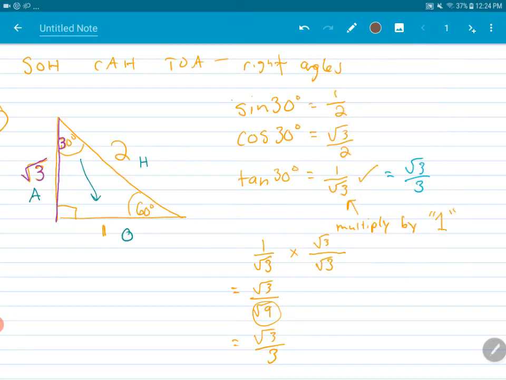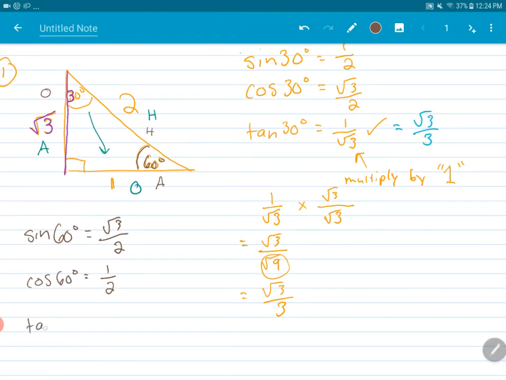We also want to have sine of 60, cos 60, and tan 60. So from here, we have to take it from our perspective of 60 degrees, and we have to relabel. So now our opposite is over here, our adjacent is down here, and the hypotenuse stays the same. So sine, opposite over hypotenuse, you get √3/2. For cos of 60 degrees, we get 1/2.